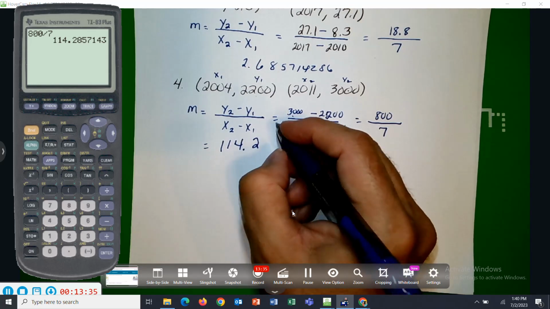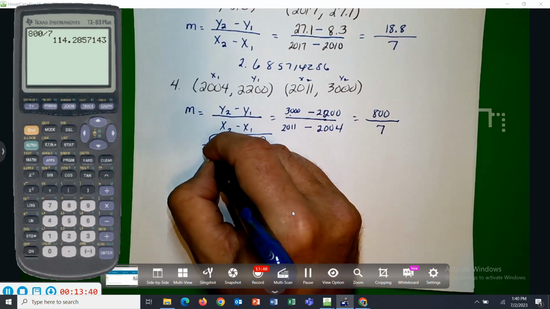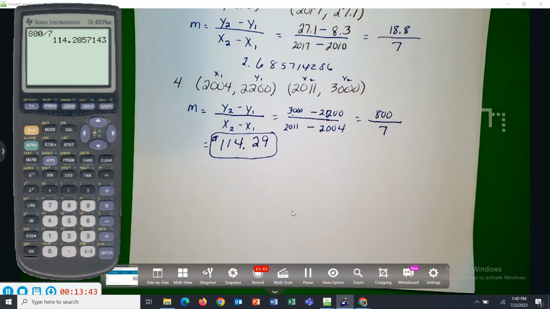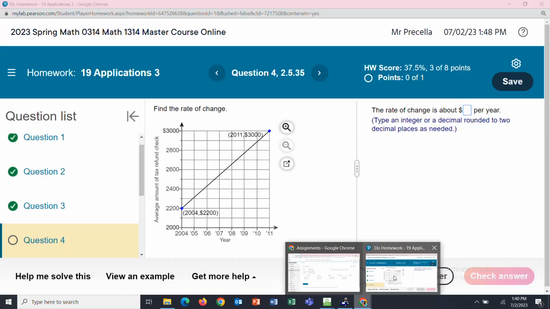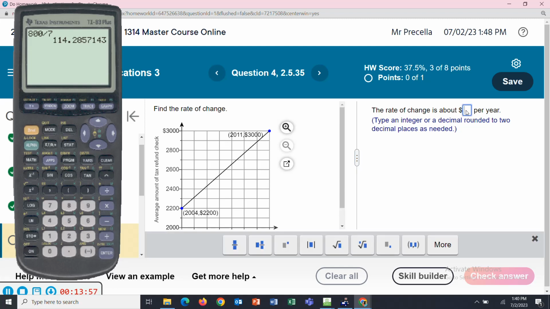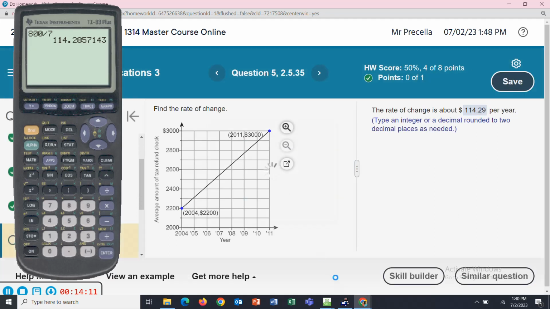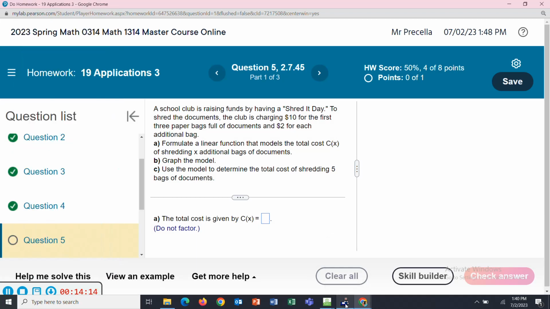114.285. So rounding that 8 up to a 9, $114.29. On the average, during the 7-year period, the amount of income tax refund check has increased by $114.29 each year.